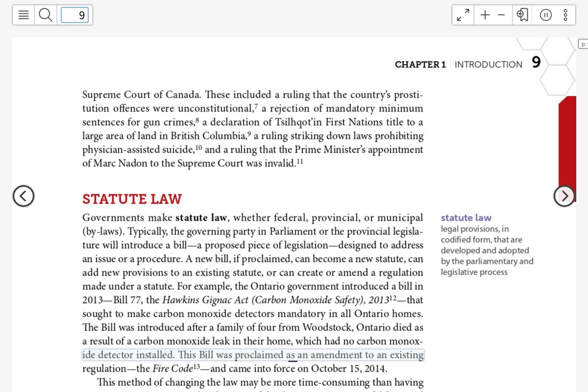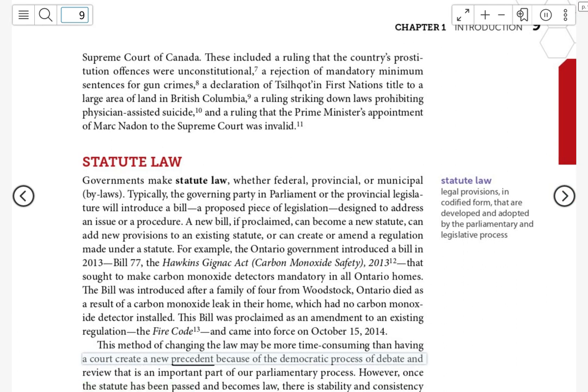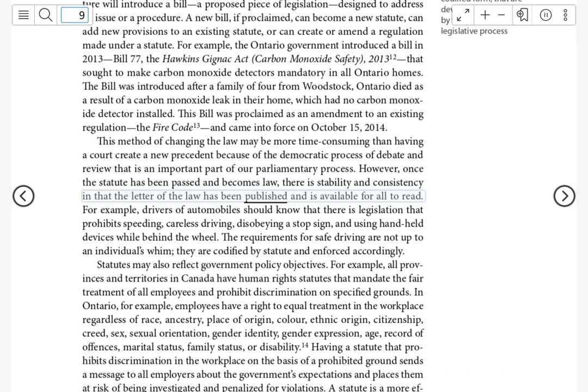This bill was proclaimed as an amendment to an existing regulation, the Fire Code, and came into force on October 15, 2014. This method of changing the law may be more time-consuming than having a court create a new precedent because of the democratic process of debate and review that is an important part of our parliamentary process. However, once the statute has been passed and becomes law, there is stability and consistency in that the letter of the law has been published and is available for all to read.